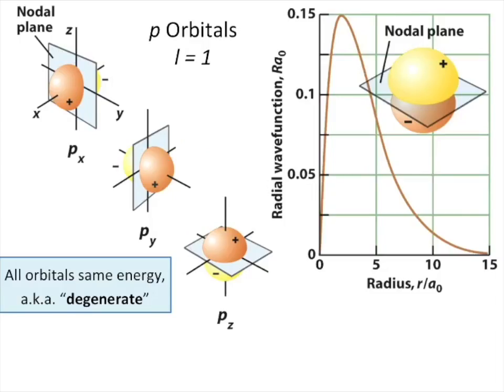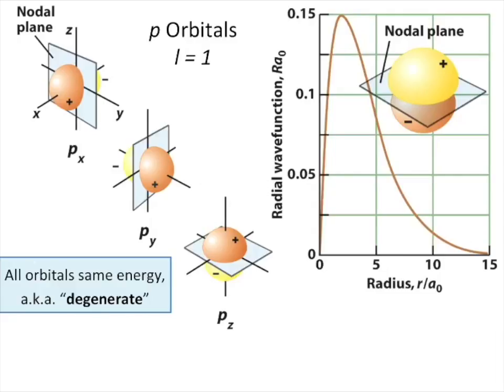So to expand on this idea of a nodal plane, or of a node, a node is a place where there's no probability of finding the electron. So when you look at the p orbitals, there you have these three different orientations, x, y, and z, and in between the two lobes of the orbital, there's an area where you have no probability of finding the electron, which we call a nodal plane.